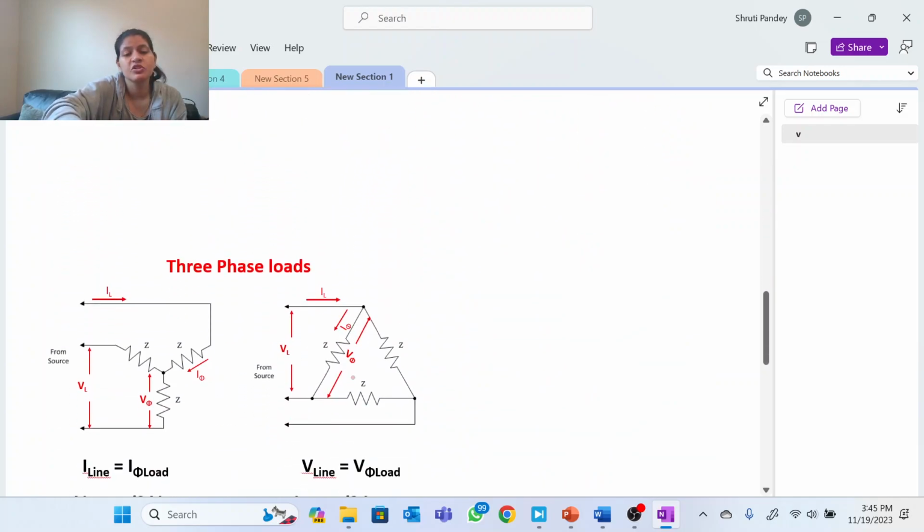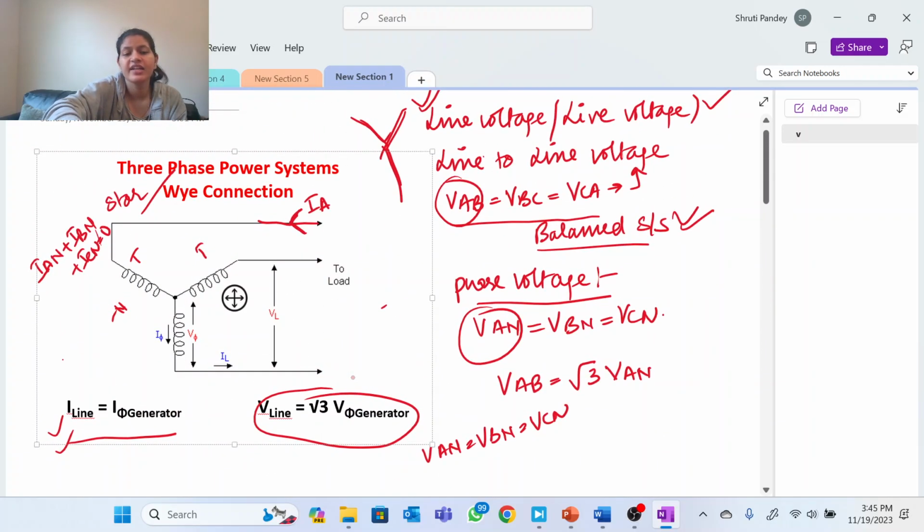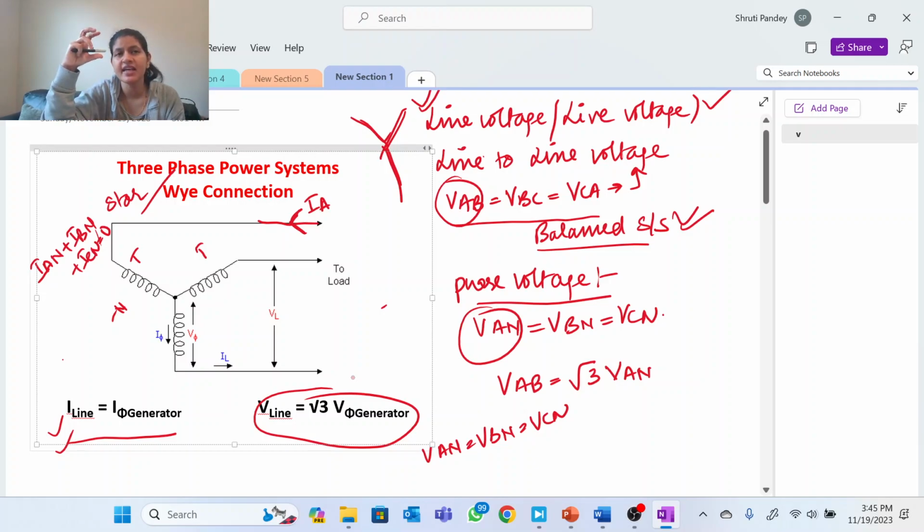Okay, so this was all about the generator. These are the generator connections. Inside the generator there are three windings. A three-phase generator, or a three-phase source, because a generator behaves as a source. So a three-phase source is there, which is the generator. It has three windings in it, and those windings have these kinds of voltage and current relations among them.